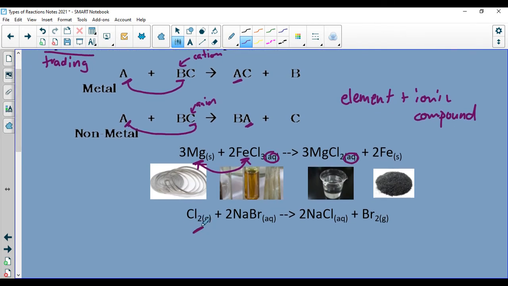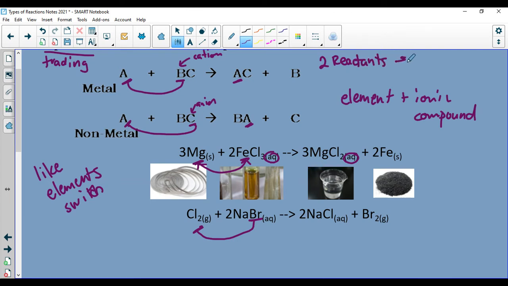If I take chlorine gas and I react it with sodium bromide, the chlorine is going to trade places with the bromine, and I'll get sodium chloride and bromine gas left over. So the like substances switch. The element that is by itself is the one that's going to determine what trade is going to take place. Notice that we have two reactants and two products in this case.